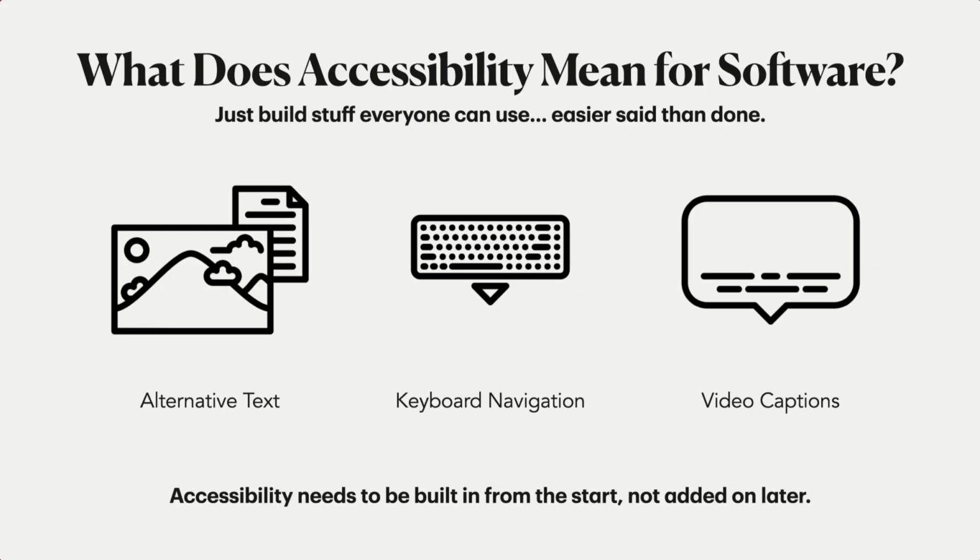Now, let's narrow that down to software and digital content specifically. When we talk about accessible software, we mean software that has been designed and built in a way that ensures that all users, regardless of disability or barrier, can access and use it effectively. The key phrase there is designed and built. Accessibility is not something you bolt on at the end of a project. It needs to be considered during requirement gathering, during design, during development, and during testing. We'll come back to this idea near the end of the video.